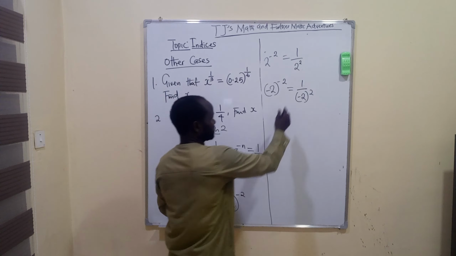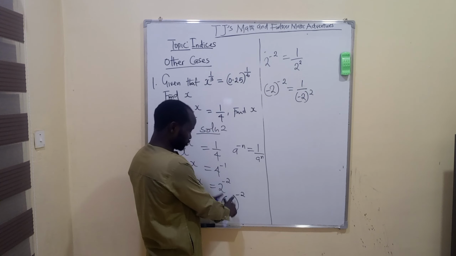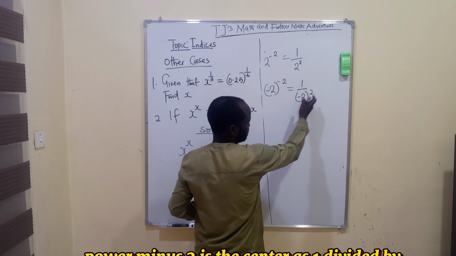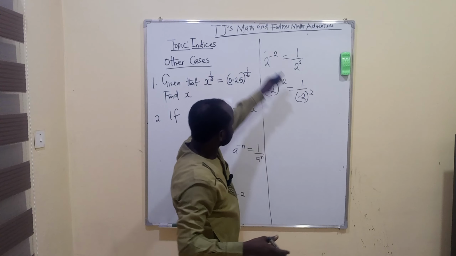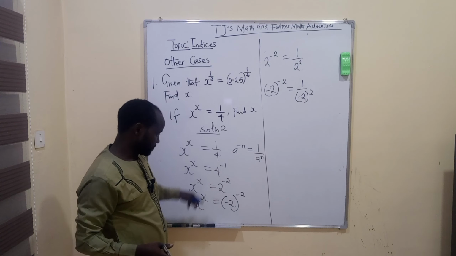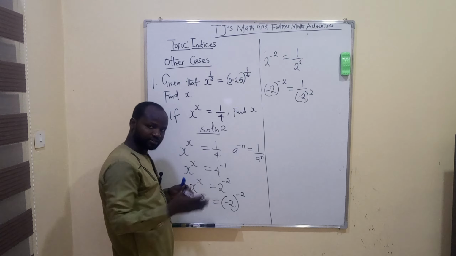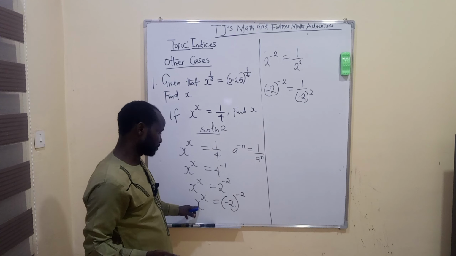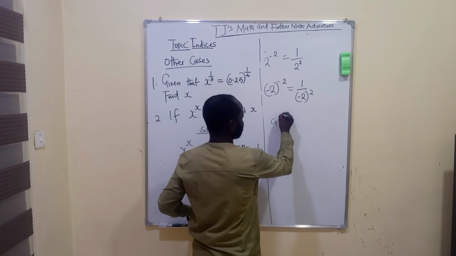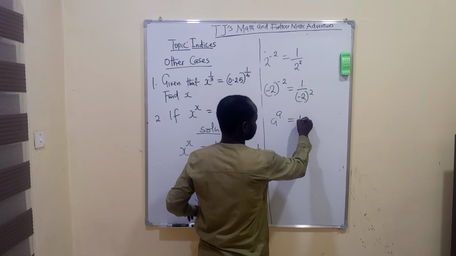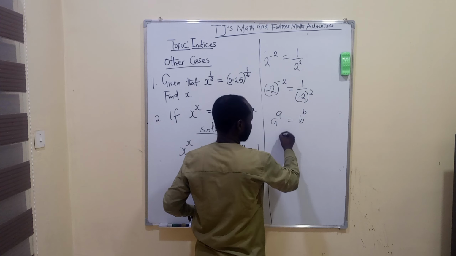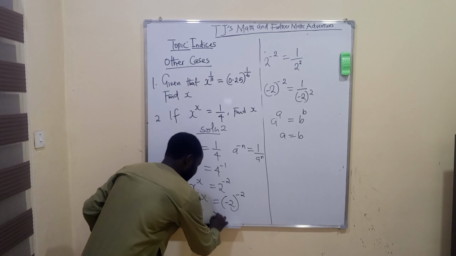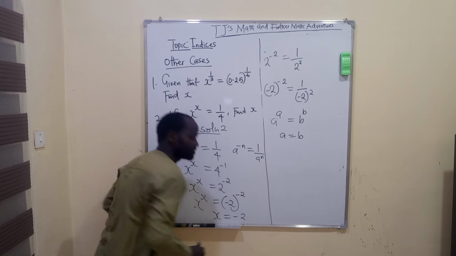If I have minus 2 all in brackets power minus 2, it is the same as 1 divided by minus 2 all power 2, which is the same as 1 over 4. So now the base and the power on both the left hand side and the right hand side are the same. From one of the laws of indices, if we have a power a equals b power b, it means a equals b. So we apply this law here. So x now will be equal to minus 2.